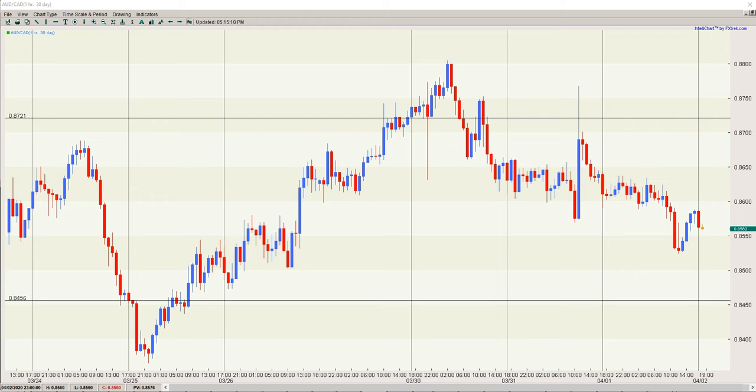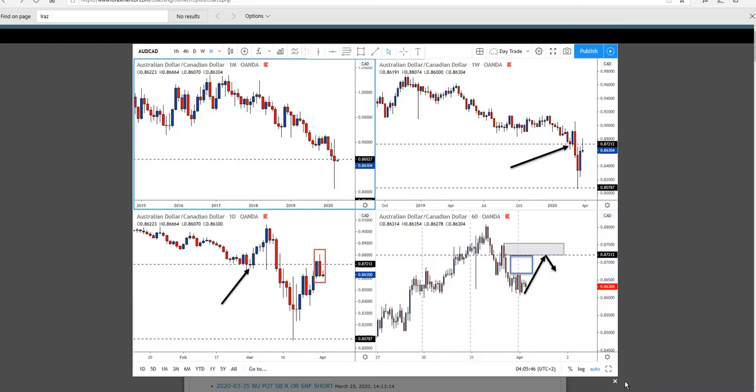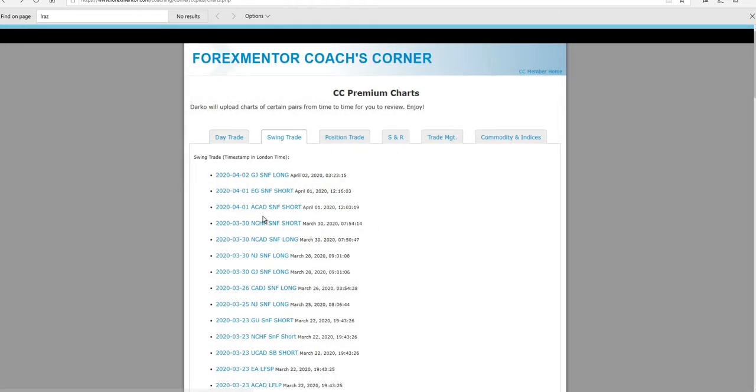And this is why it's so important to always risk only a very small percentage of your account. Now, as I mentioned, this was also a swing trade. Again, let's go to the premium service charts, and we'll just close this one, and we'll go to our swing trading tab. And here's the same trade right here, April 1st, Aussie CAD set and forget short.